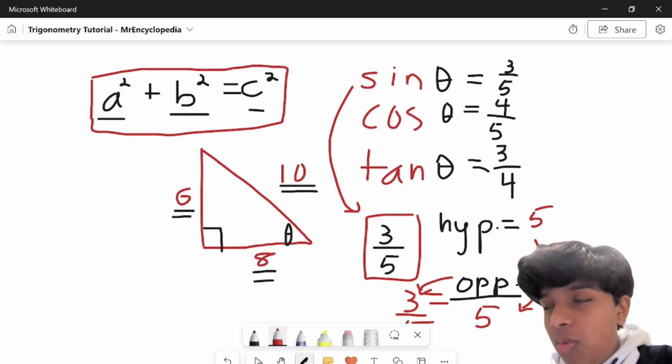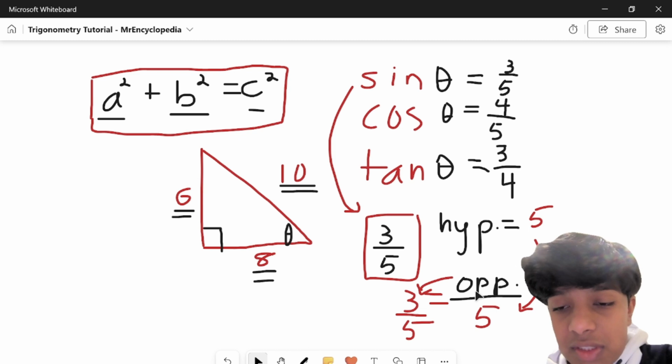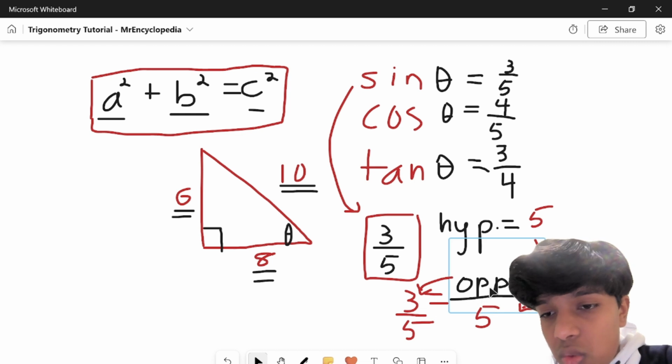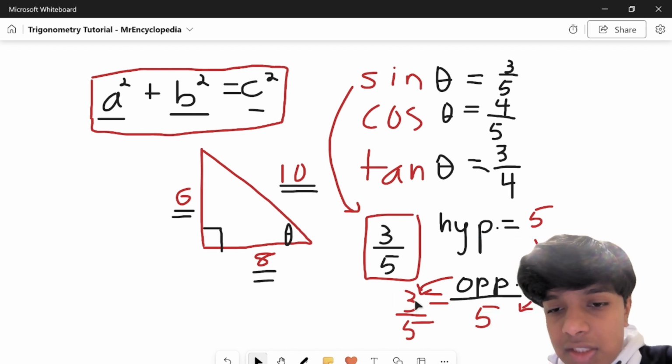So you may be like, well, I don't have the other two sides, so I can't use the Pythagorean theorem to find it. And actually, it is relatively simple, because we just learned that sine is opposite over hypotenuse, and the hypotenuse is equivalent to 5. So sine, which is 3 over 5, is equivalent to opposite over hypotenuse, which is 5. And since we're asked to find the opposite, it's going to be 3, because 3 over 5 is equivalent to opposite over 5, so opposite is equal to 3.